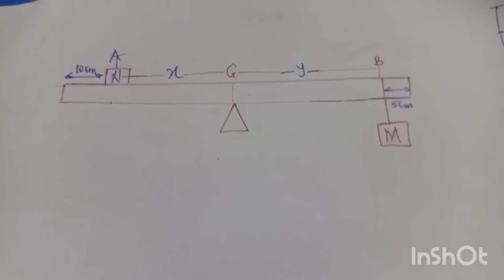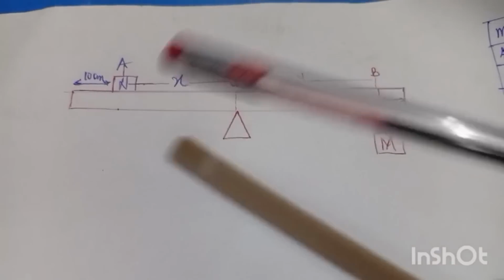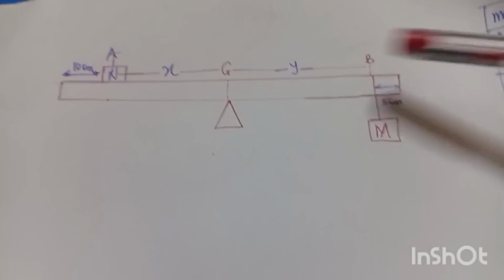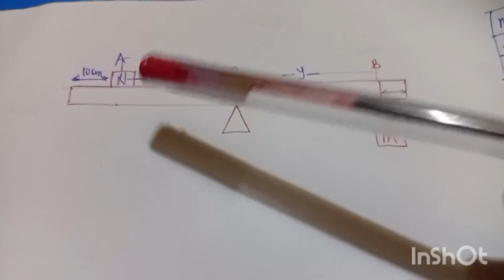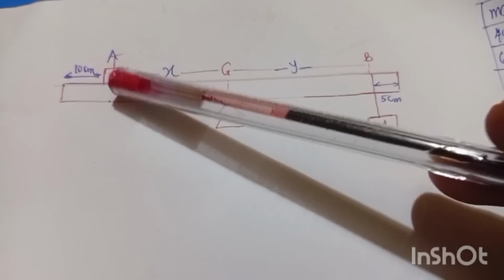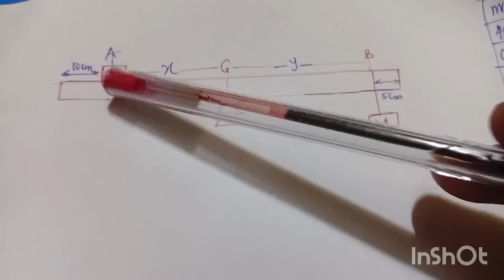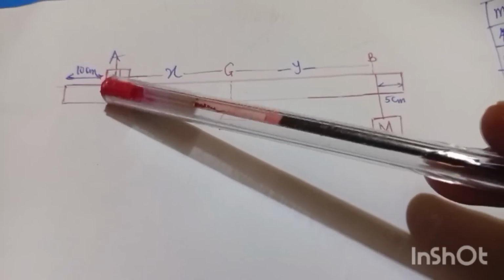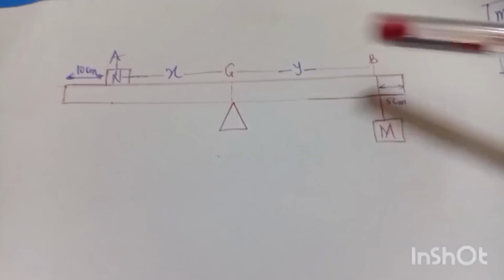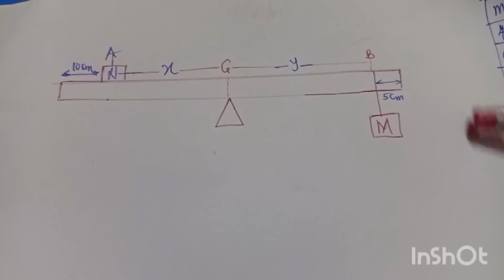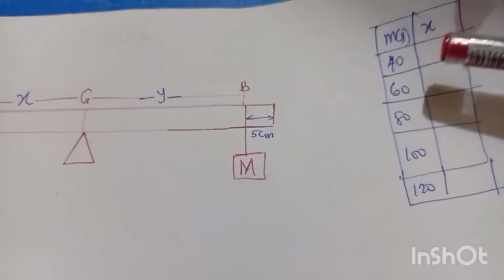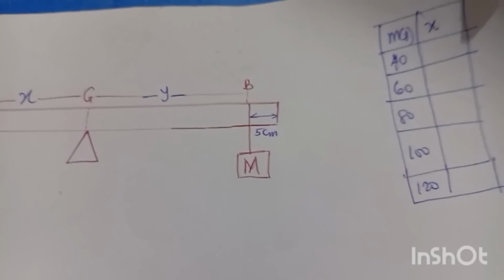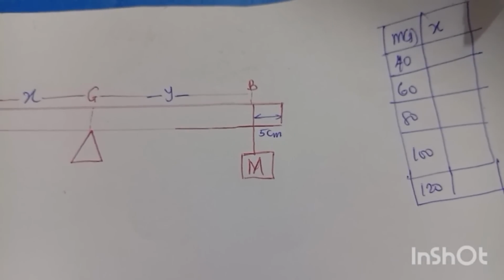Now, looking at this plank, this ruler is a meter rule that runs from 0 to 100. The unknown mass N is what you are seeing here, and this unknown mass N is placed on 10 centimeter, and for your variable mass, you will see my table that will tell you the variable mass, that is when mass is 40, 60, 80, 100 and 120.